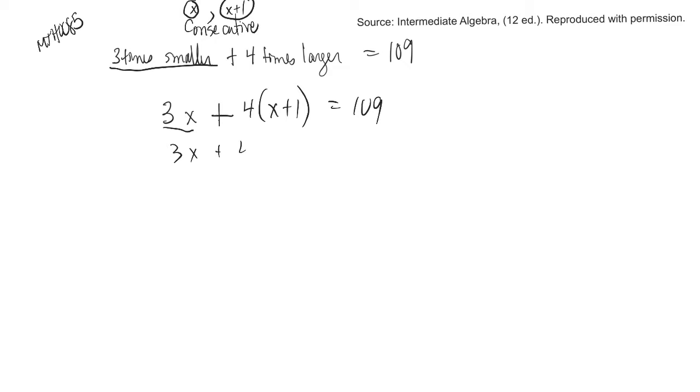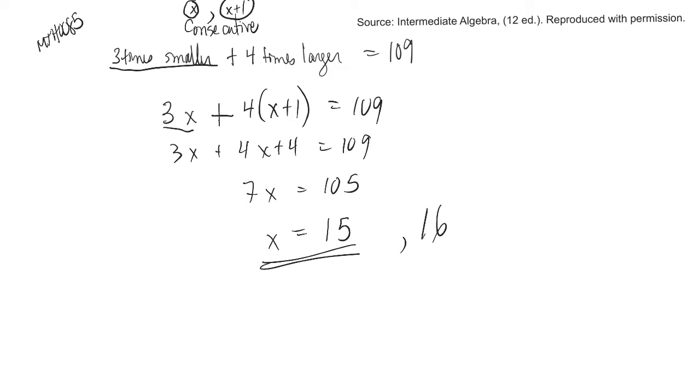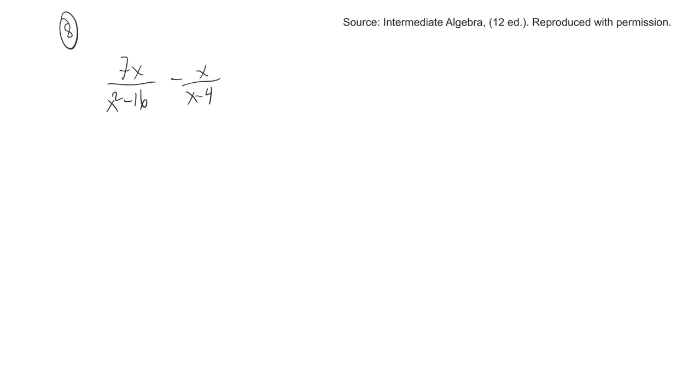Let's use the distributive property there. Collect some x's, move the 4 to the other side and subtract, and divide, and I think that gives you 15. Yep. So the smaller number's got to be 15, and the larger number's got to be one more than that, or 16. Okay? Alright, here's another.